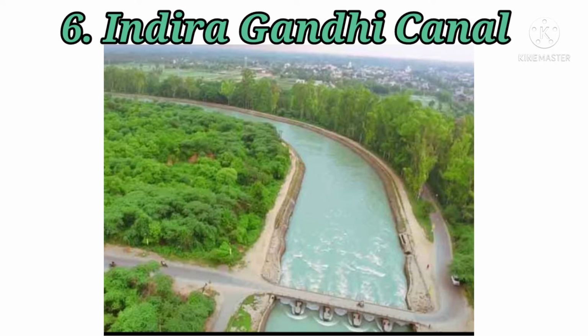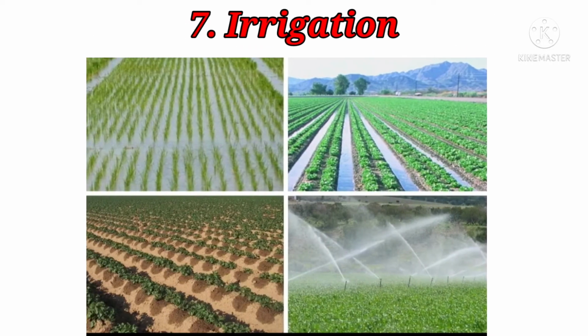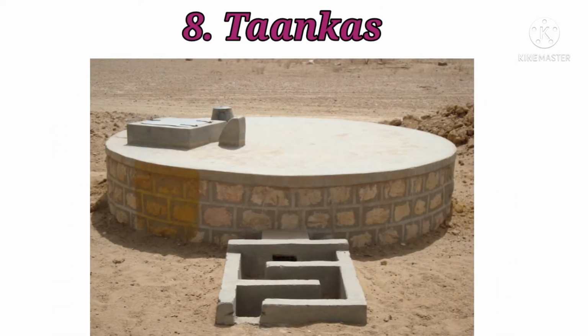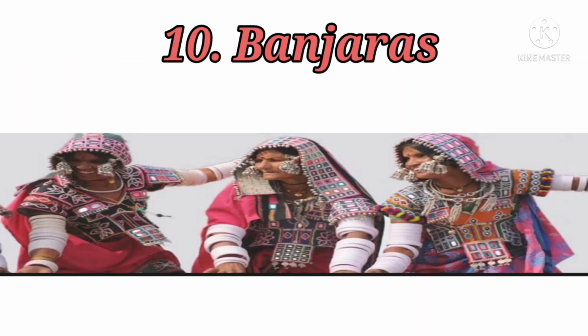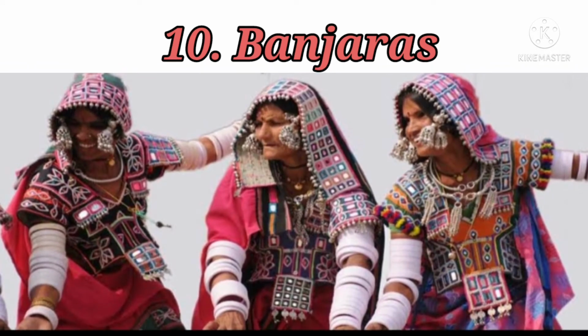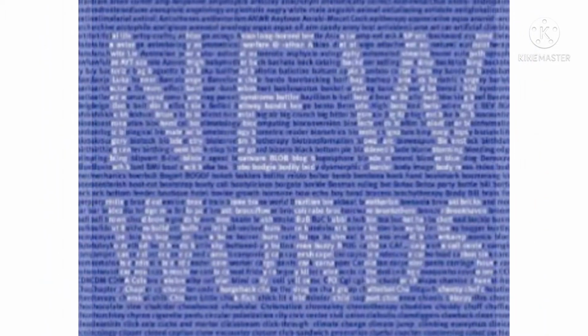The seventh one, Irrigation. I-R-R-I-G-A-T-I-O-N, Irrigation. The eighth word, Tankas. T-A-N-K-A-S, Tankas. The ninth word, Fertile. F-E-R-T-I-L-E, Fertile. The tenth word, Banjaras. B-A-N-J-A-R-A-S, Banjaras. Now let us know a few new words.